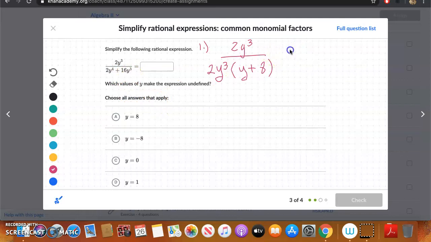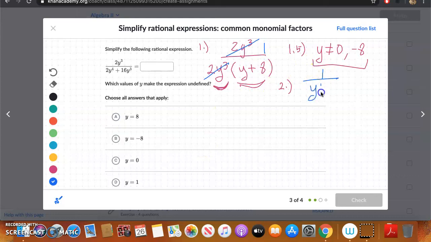All right, and now is a good time to do 1.5, which is find the restrictions to the domain. So we can see clearly that this monomial factor, y cannot equal 0, right? And in this binomial factor, y cannot equal -8. Again, any values of the variable that make those denominators go to 0, thus creating an undefined expression. So those are our restrictions, and then let's now cancel. Okay, so we are now ready to cancel. So we have 2y cubed on the top, 2y cubed on the bottom, so we have 1 left on the top. Therefore, our final expression is 1 over y plus 8.